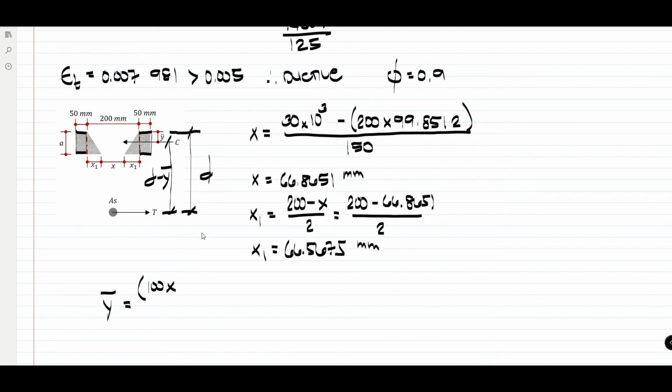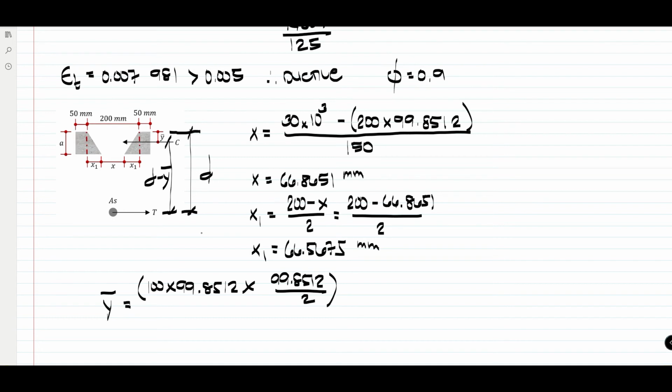100 times yung a, which is, yung a natin is 99.8512. Tapos, yung distance ng centroid ng rectangle na yan papunta sa taas, so that is just a over 2. So, that will be 99.8512 divided by 2. So, meron na tayo para dun sa dalawang rectangle.